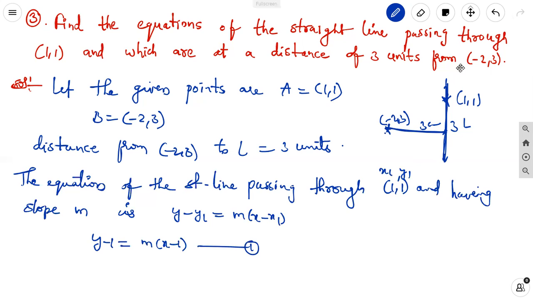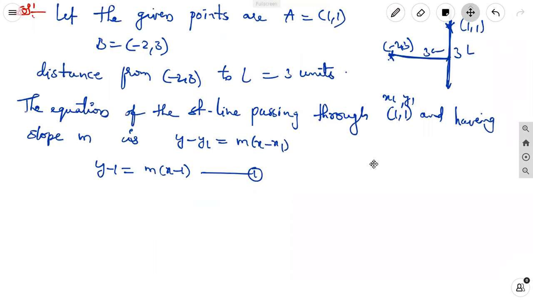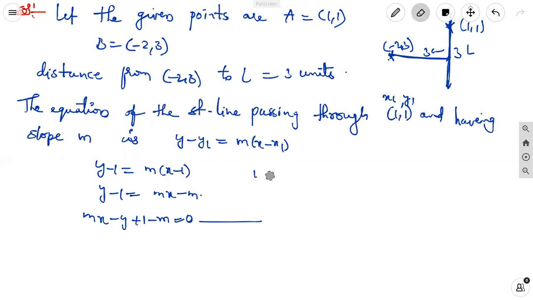Now simplify this equation. y minus 1 equal to mx minus m. Taking y minus 1 to the right side, that is mx minus y plus 1 minus m equal to 0. We can take it as the first equation.